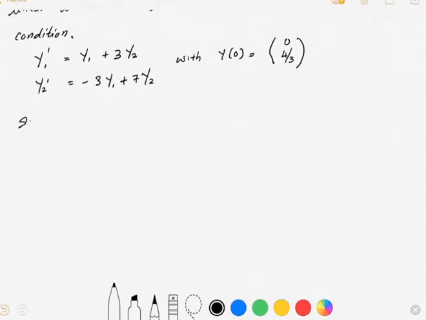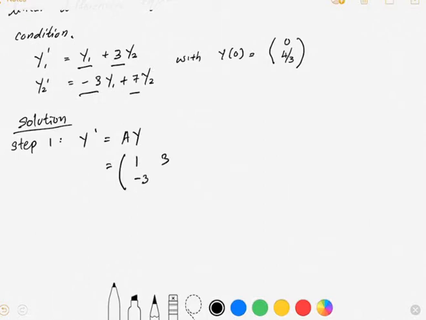Okay, first of all, step 1: write it in the matrix form y prime equals Ay. You transform all these y1 prime and y2 prime into Ay. From here you can get the matrix 1, 3, negative 3, and 7.